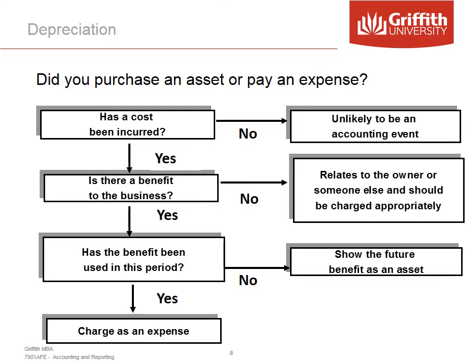If you just work your way down that little decision tree, you'll see that you arrive at the decision point about where the benefit lies, whether it's present or whether it's future. And if you've purchased something which has got future benefit, then you've purchased an asset. If you've purchased something where all the benefits have been consumed, then you have an expense.